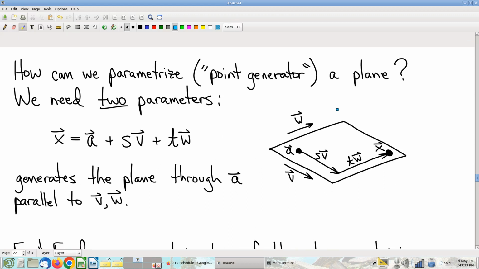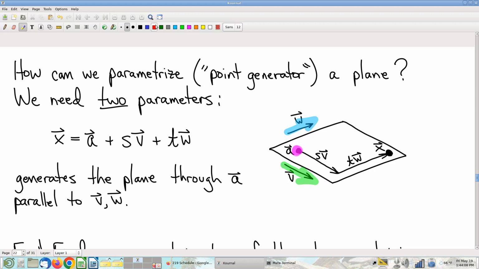If you want to parameterize a plane, parameterizing a plane is actually pretty straightforward. We need 2 things. We need to know a point in the plane, and we need to know a couple of vectors parallel to the plane. Now, notice this again defines a plane. If you have an A, you have a V and a W, there is only one plane that goes through that point that's parallel to these 2 vectors.